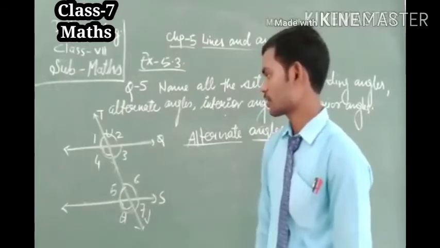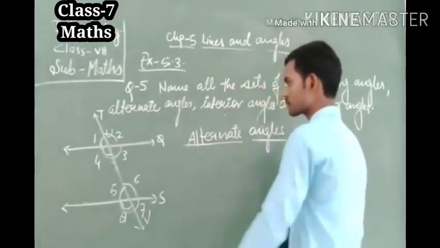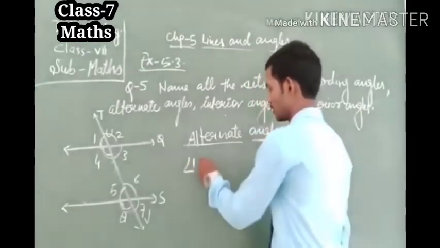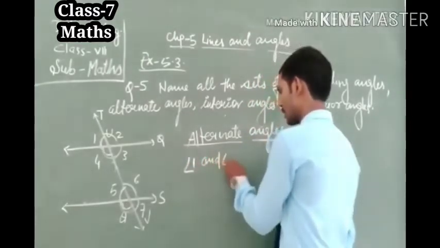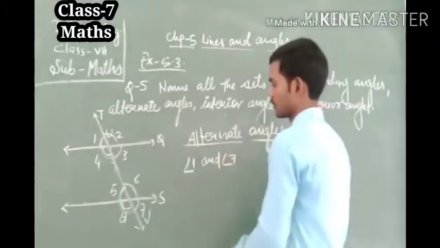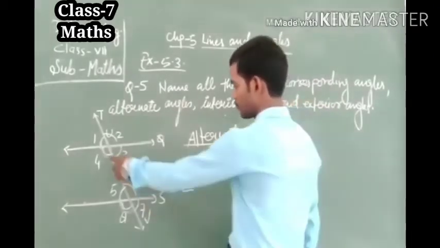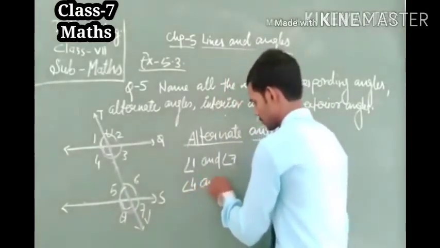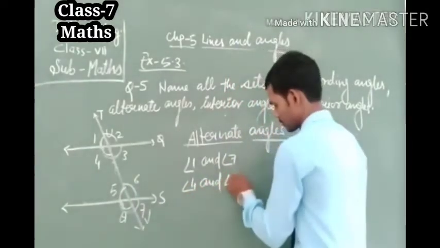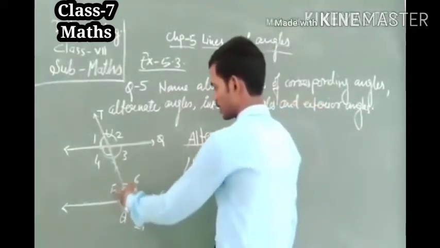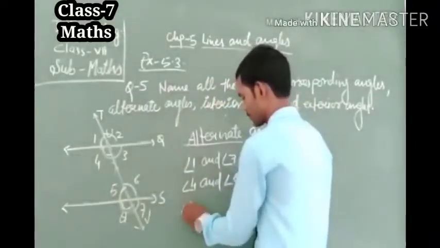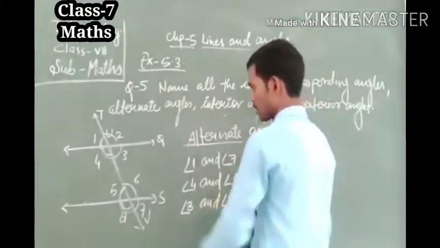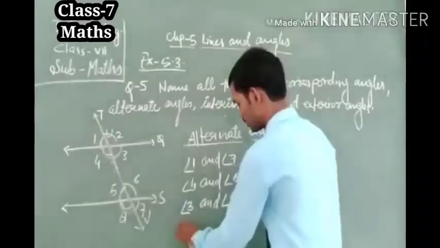So let me write here first angle 1 and angle 7, angle 4 and angle 6, angle 3 and angle 5, angle 2 and angle 8.